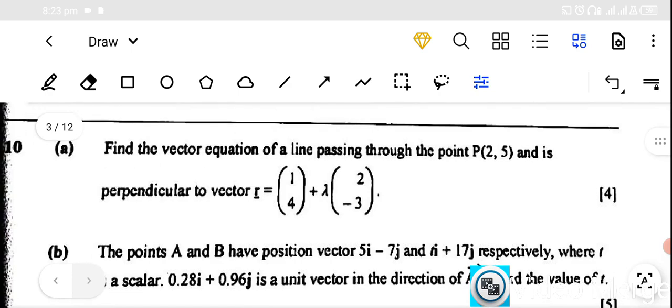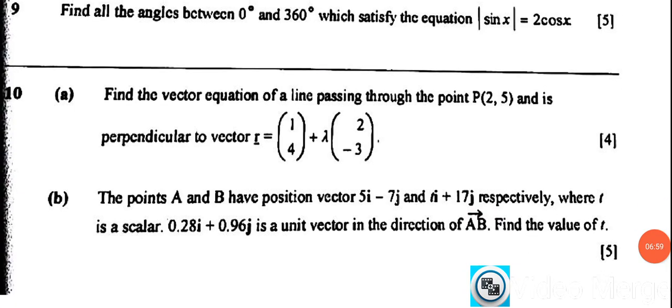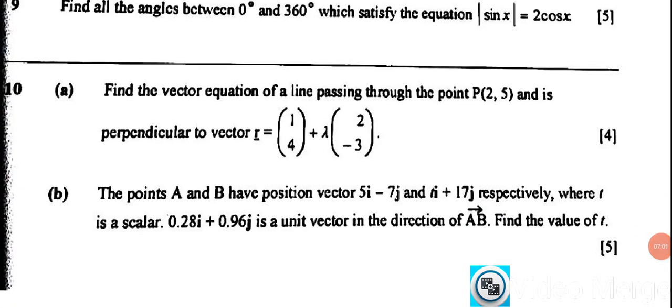For question 10, if you look at it, they're saying find the vector equation of a line passing through the point P, which is (2,5), and perpendicular to the vector r is equal to (1,4) plus lambda multiplied by (2,-3), carrying 4 marks.